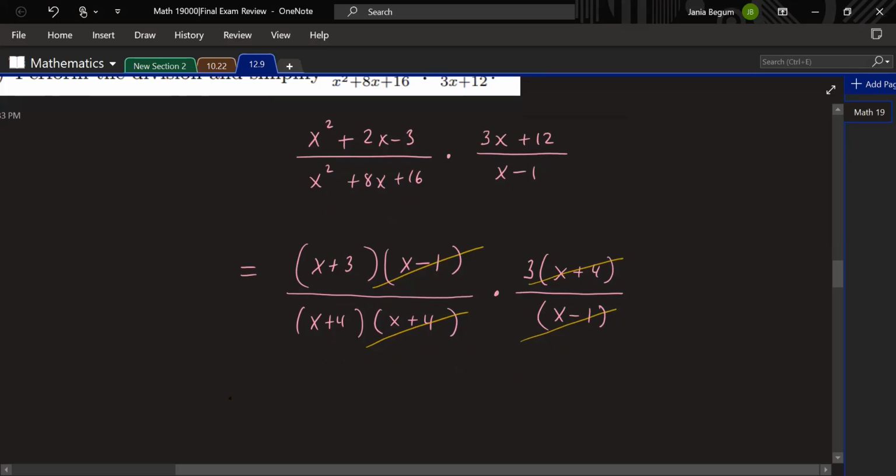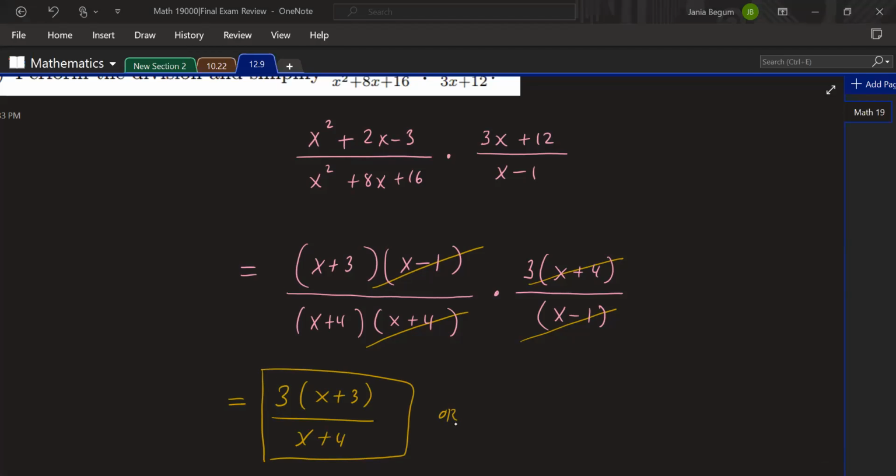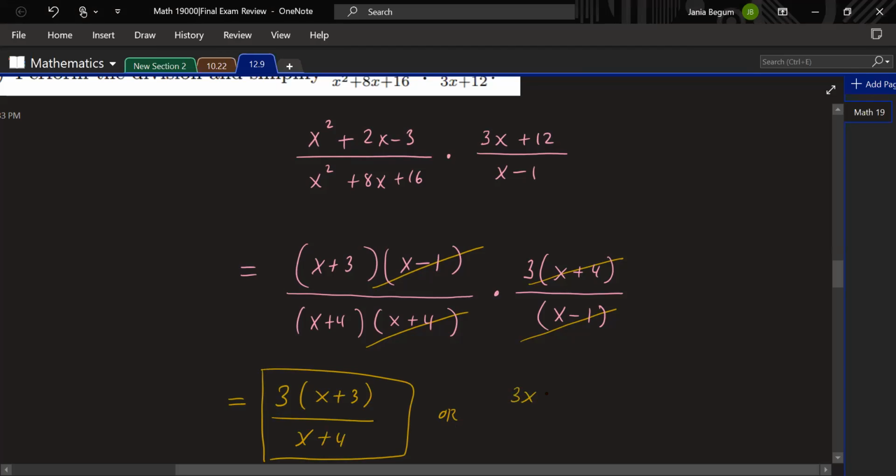So what are we left with? We have 3 times x plus 3 all over x plus 4. And that is our simplified answer. Now, if you want, you can distribute and write out the answer in that form. If I distribute the top, I have 3x plus 9 over x plus 4. So any of these are fine.